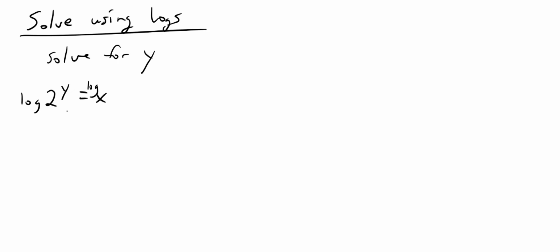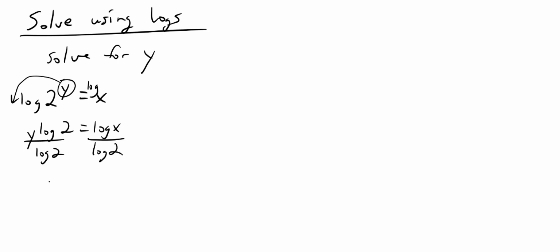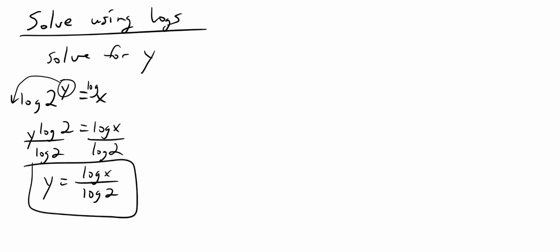By using what logs enable you to do, they enable you to move the exponent out from its position into the front. We're using our nice little exponent property of logs. It moves that y in front. So y log 2 equals log of x. Sweet, so we're done. It's just multiplication. So y is equal to log of x over log of 2. That's your answer. And again, if you use natural log, that's okay.